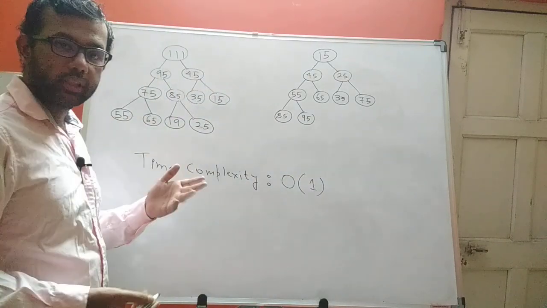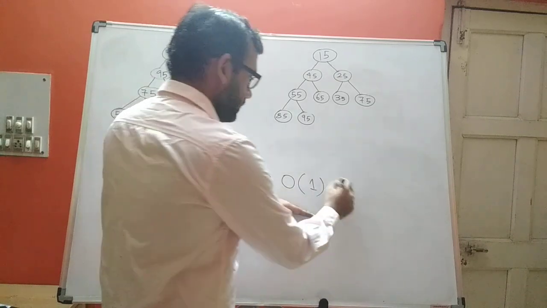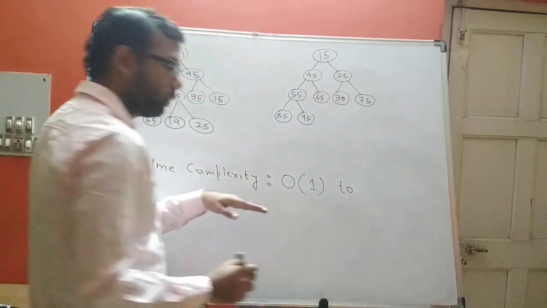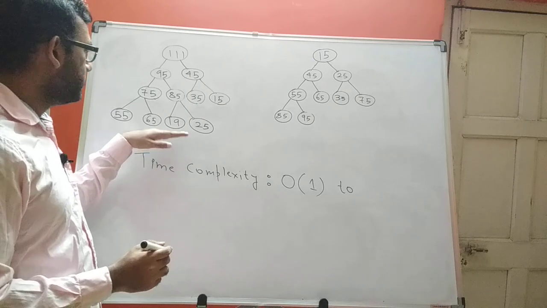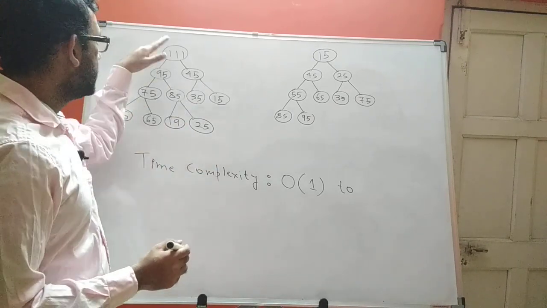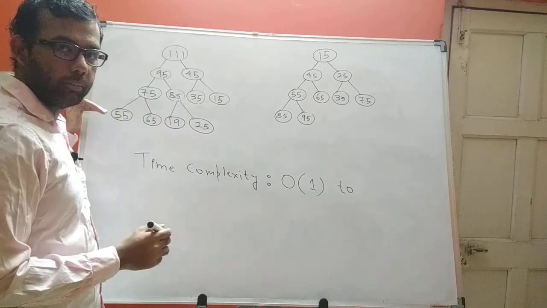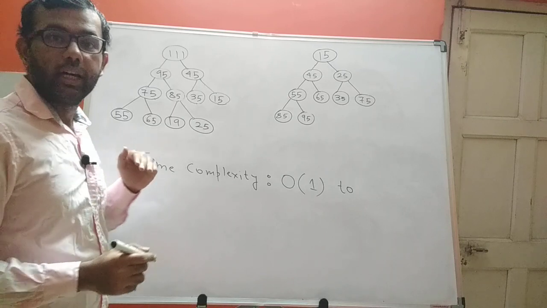Now, what about the worst case? So this is the best, ranging from order of 1 to what would be the worst case? Worst case would be what we saw in the case of 111. That means we had to keep on swapping till we went up to the root. That means you can have a maximum number of swaps which is equal to the height of the tree.